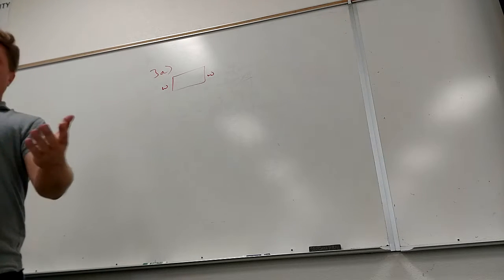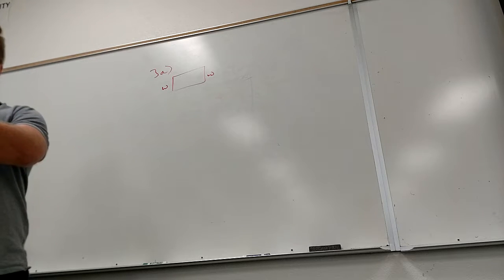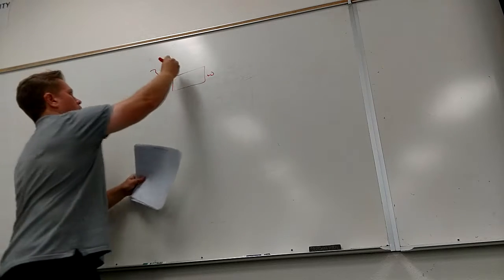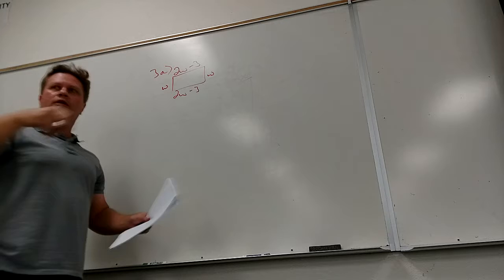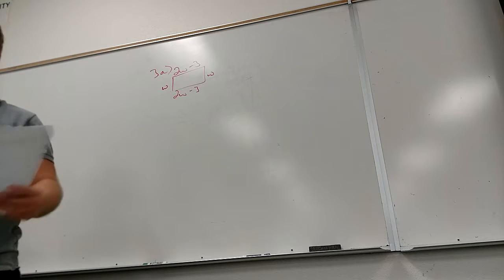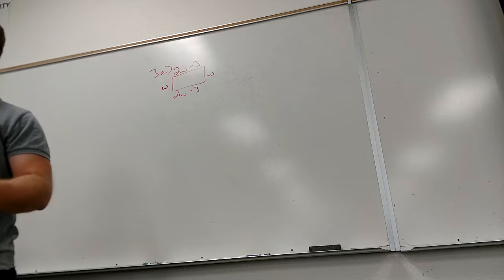You're like, what? 2W minus 2. But I know that the length is 3 less than twice the width. So 2W minus 3. I don't need a separate letter for it because it's related to the width. It's not its own thing. It's not independent. It's related to the width.